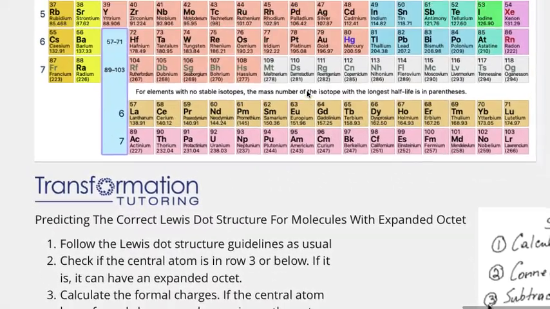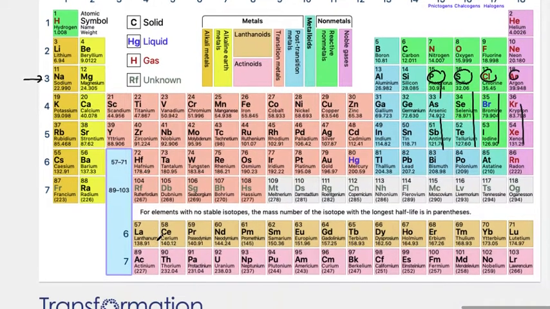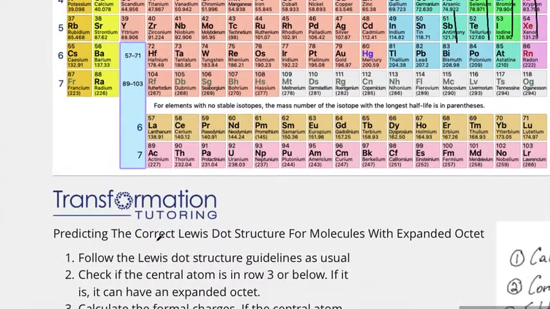Let's just look at the periodic table to check that. So on the periodic table, this is row 3. If we have atoms like phosphorus, sulfur, chlorine, argon, or below, everything below also, then they're capable of having an expanded octet. They might not have it, but they're capable of having it. So if we see that we have those molecules, we have to be aware that an expanded octet can happen.